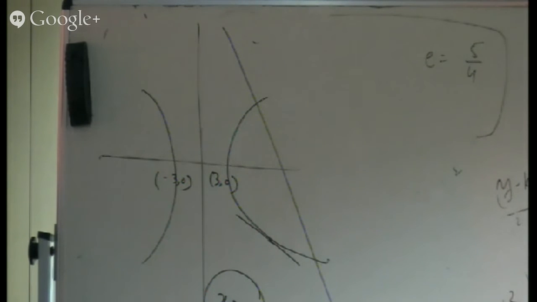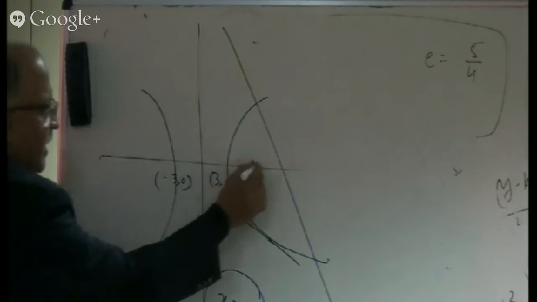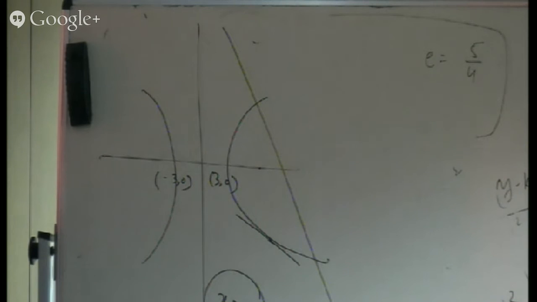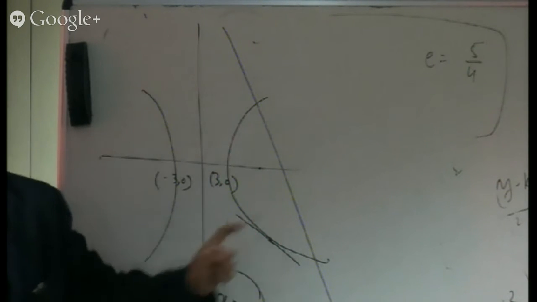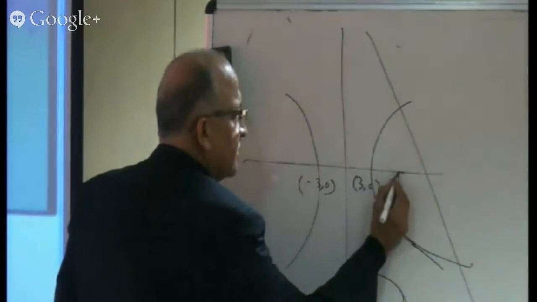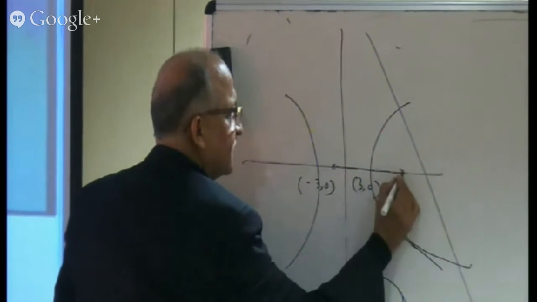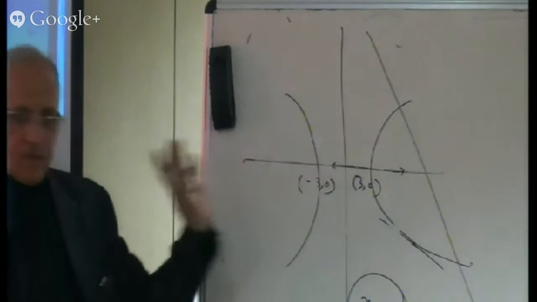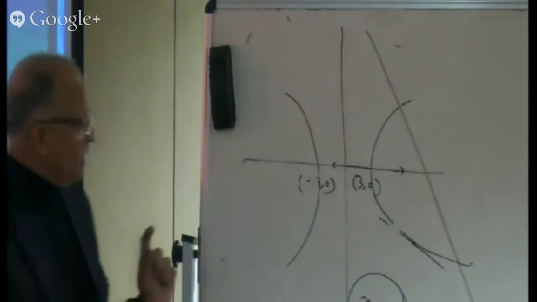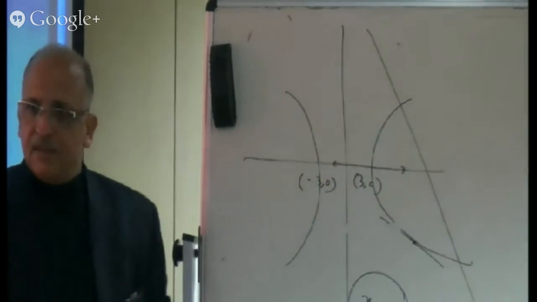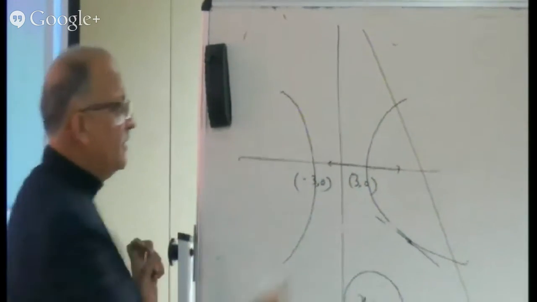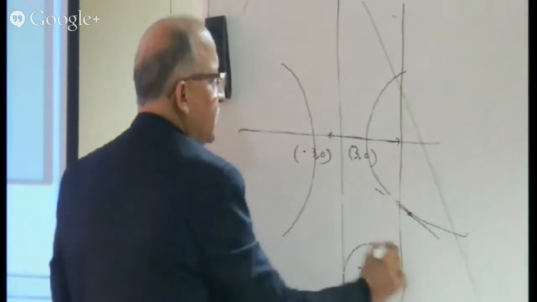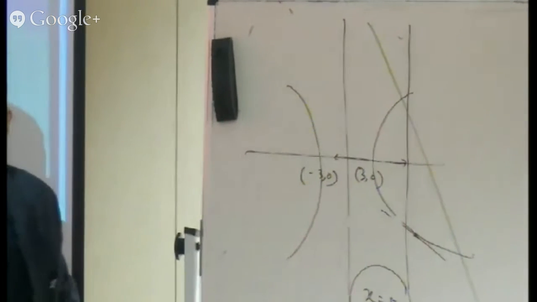Where is x equal to 5? Here. Now you cannot draw any line passing through this point which will not intersect the hyperbola in 2 points, except this line. I'm talking of this branch. But what is this line? X equal to 5. It's a line parallel to it, so it has to intersect in 2 points.